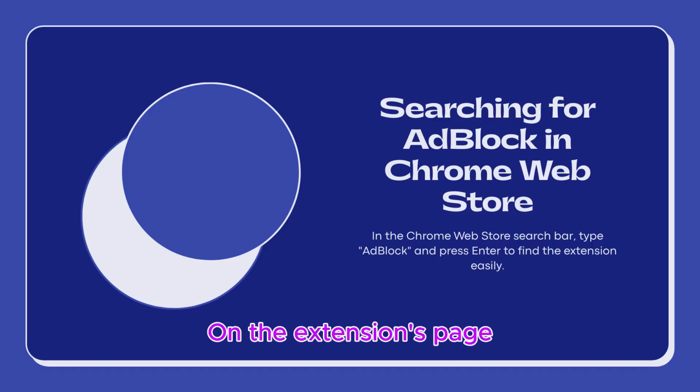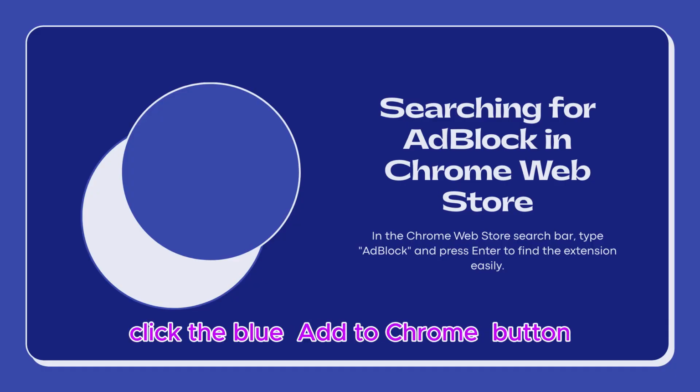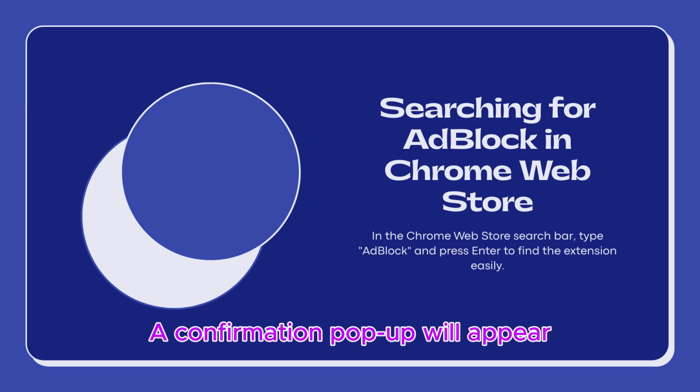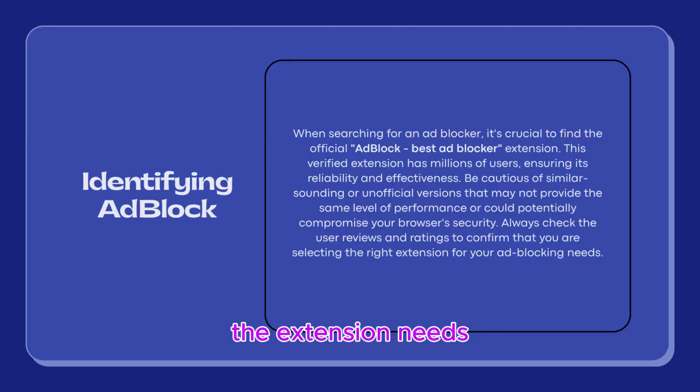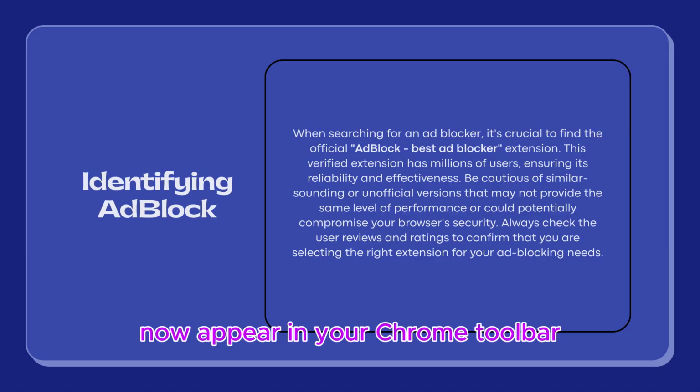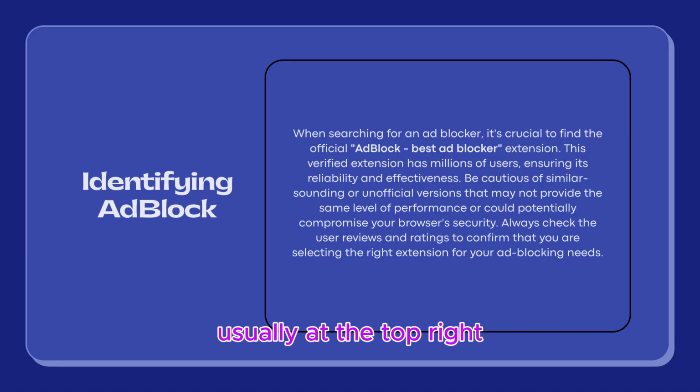Click on it. On the extensions page, click the blue Add to Chrome button. A confirmation pop-up will appear detailing the permissions the extension needs. Click Add Extension. The AdBlock icon will now appear in your Chrome toolbar, usually at the top right.